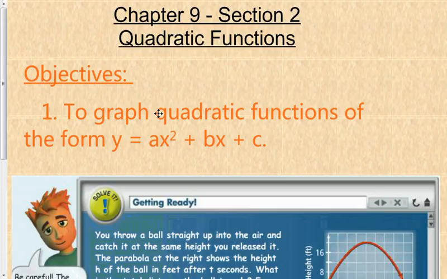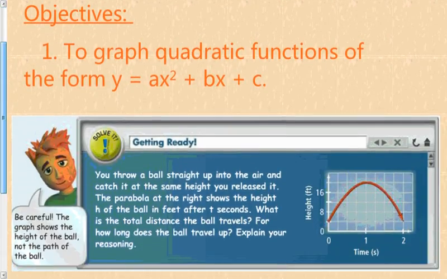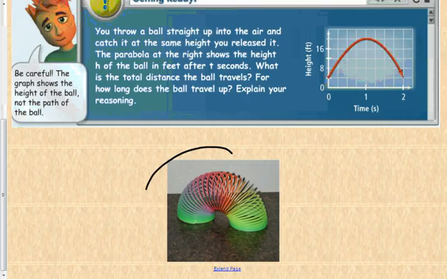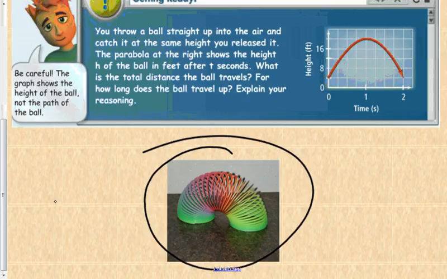Alright, last time we started to talk about what the look of graphs would be, what a minimum versus a maximum would be. Today we're going to talk about how to graph those. We're going to find the axis of symmetry and the vertex. And here's just another example of a parabola, what quadratic function graphs look like.